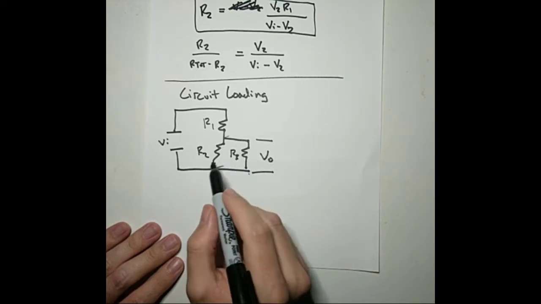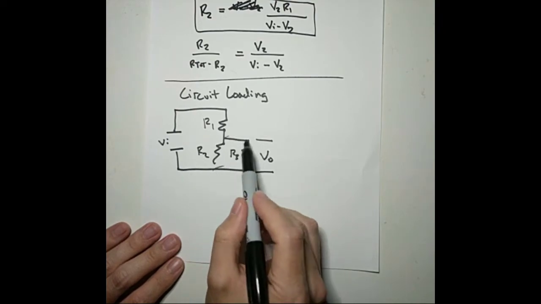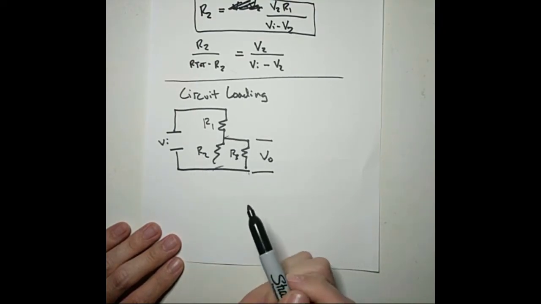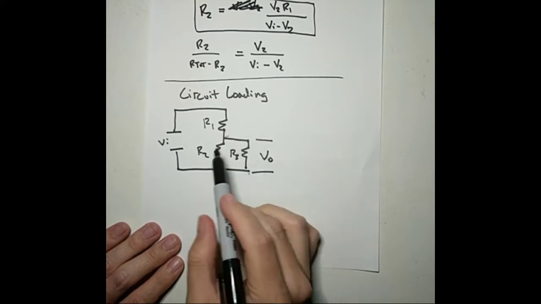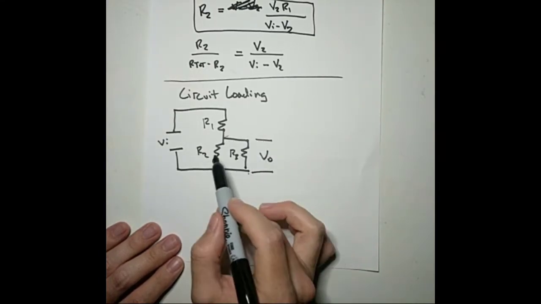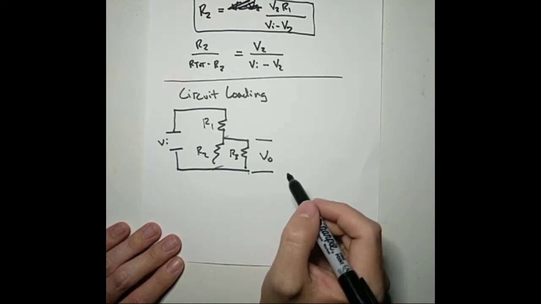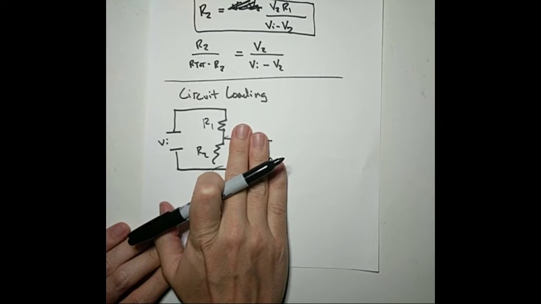So if R3 is much larger than R2, then this equivalent resistance is very, very close to R2. It will change. It'll always change if you add another resistor in, but it will be very close as long as R3 is much larger than R2. And that means that the voltage drop will be very similar to whatever it would have been for just R2.